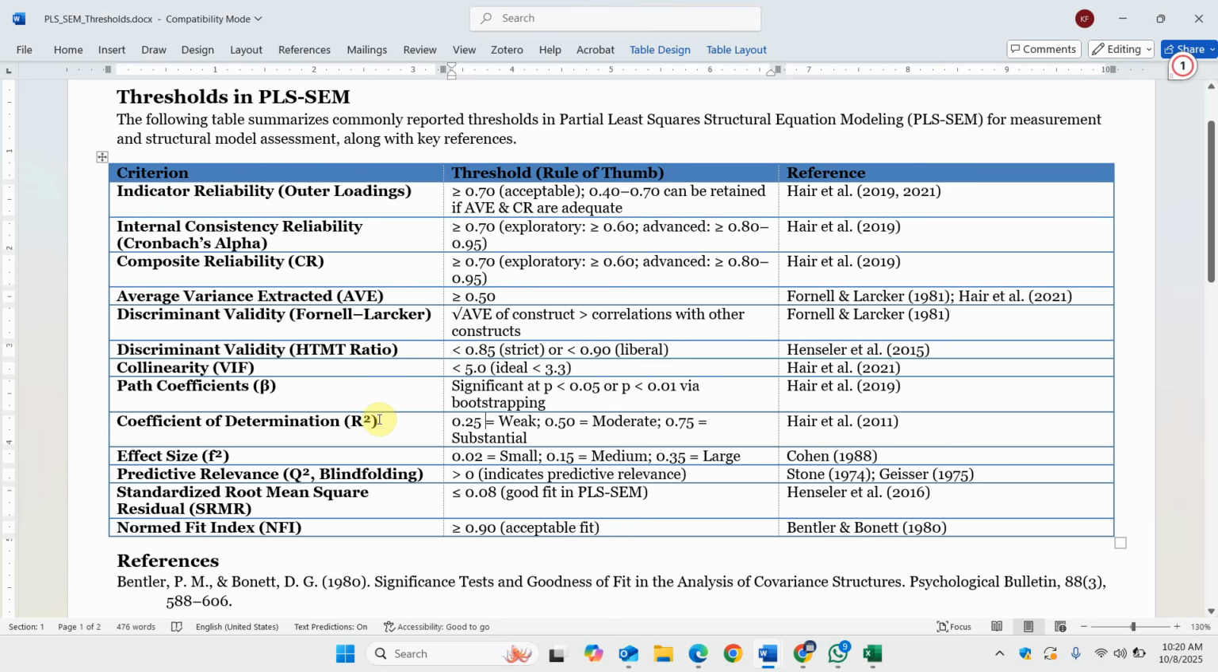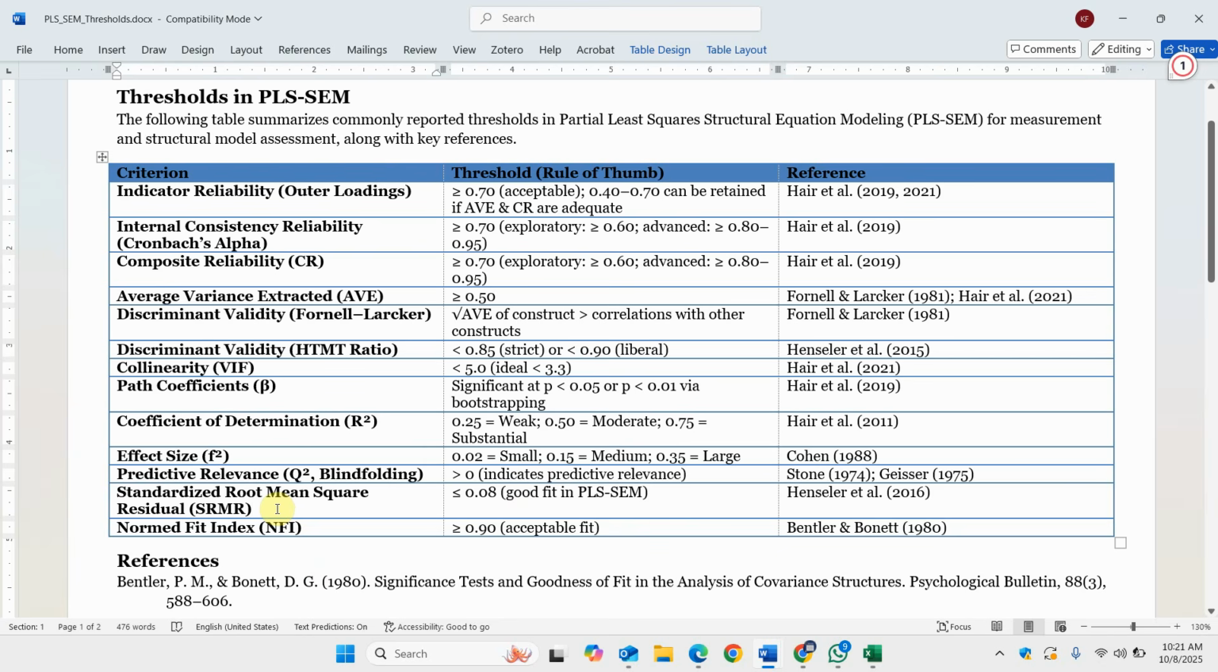Now again, R square, that is the coefficient of determination, that is how much variance in an outcome variable is being explained by the predictors. Now again, Hair et al. 2011: 0.25 is weak, 0.50 is moderate, and 0.75 is substantial. Effect size F square, again this is the criteria: 0.02 small, 0.15 medium, and 0.35 is large. Predictive relevance Q square. If it's greater than 0, this means that the predictors are relevant in predicting the outcomes.